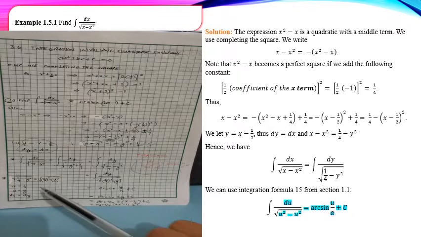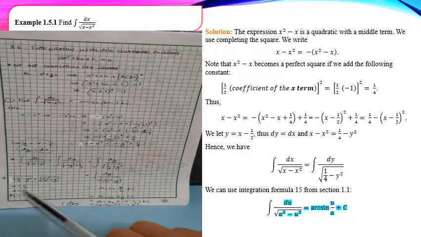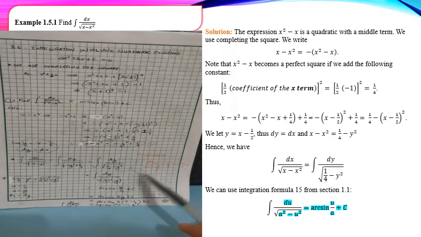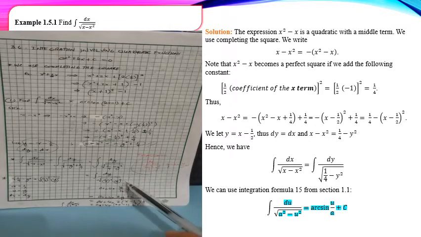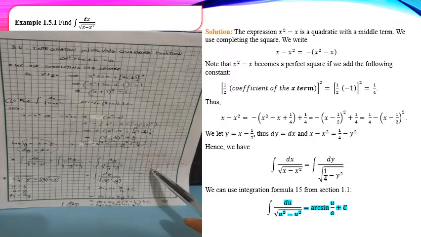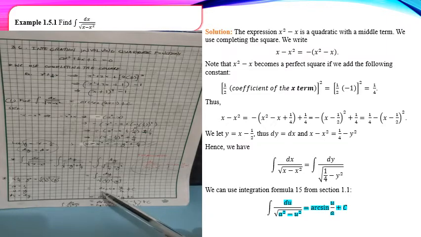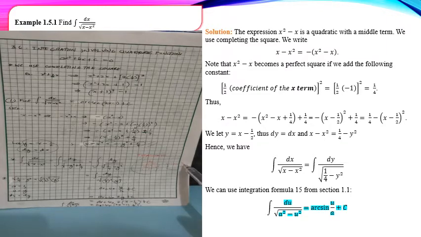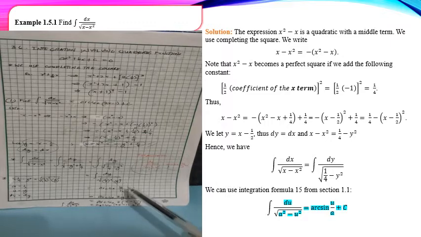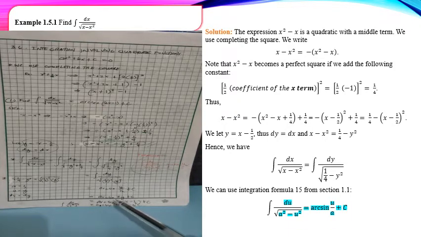Okay, so the integral of this is going to be arc sine. We just follow the formula because they are the same. We can integrate this the same way as formula number 15. So, we have arc sine. The u here is y, so we have y over, and the a here is 1/2. So, we have y over 1/2 plus c. Or this is just equal to arc sine of 2y, because the reciprocal of 1/2 is 2.